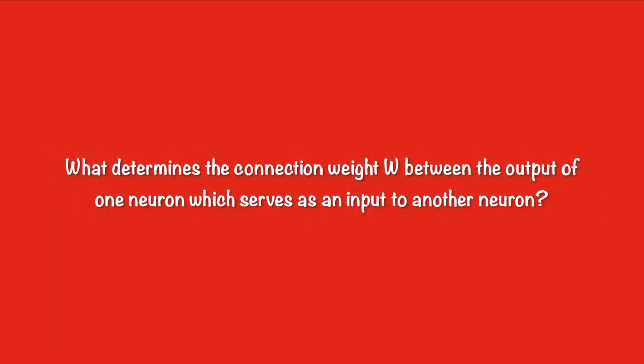We've seen that in neural networks, the output of a neuron from one layer is connected to the input to a neuron in another layer, in the layer that follows. There is a connection weight W for this connection. What determines the value of this W?